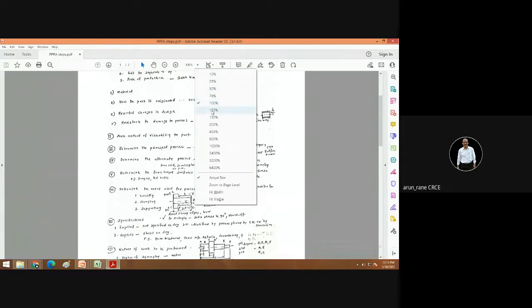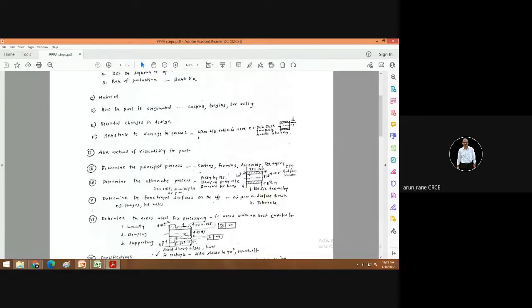But you don't have to worry about budget, etc. at this point because that is not within our scope. You have to simply think of the alternate process. The intention is whether you are aware of different processes or not, whether you know the hole can be finished by broaching or not. That is the intention. Budget, economics, that will come later.